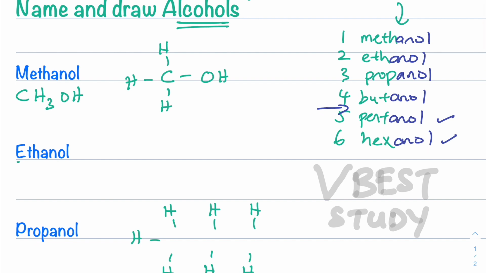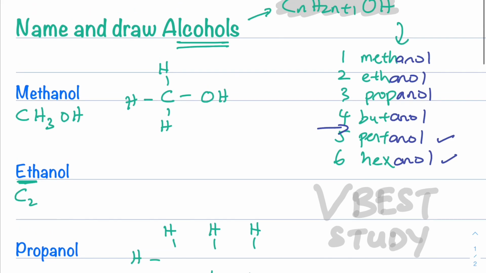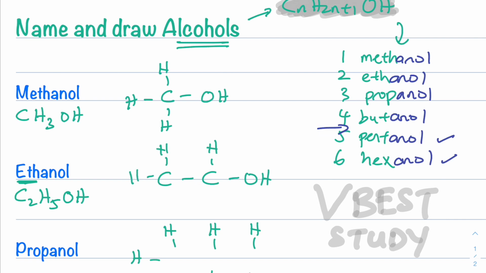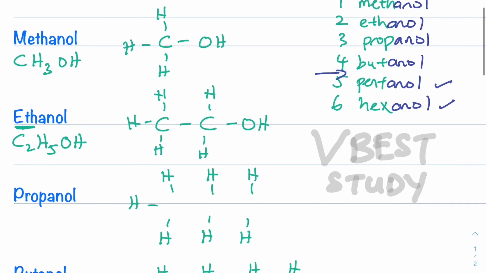Ethanol, once you see it, it will be C2. Using the general formula from the top here, CnH2n+1OH, you put it in, it will be C2H5OH. So you put in 2 carbons, start with carbon, add in the OH, and add in the hydrogen. 1, 2, 3, 4, 5. So it will tally with the formula.